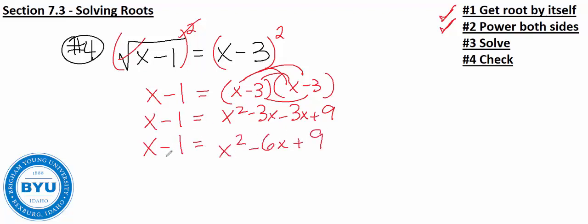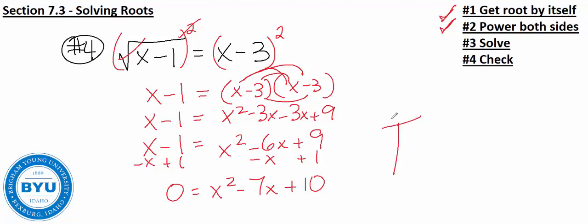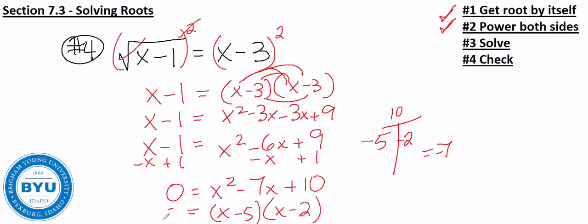I'm going to get everything to one side, so minus the x and add a 1. And I get 0 equals x squared minus 7x plus 10. AC rule. What are the factors of 10 that will get me a negative 7? 5 and 2. That's all I can see working. So this is going to be x minus 5 and x minus 2 equaling 0.